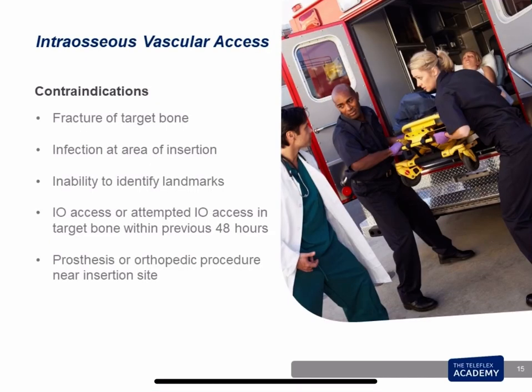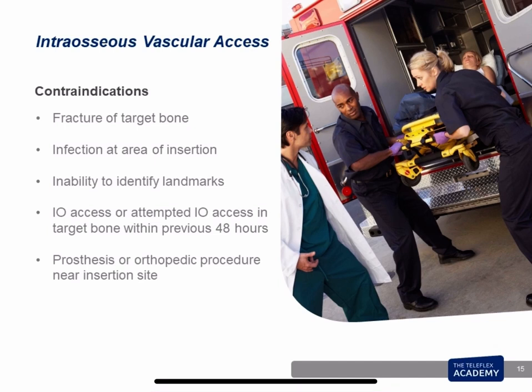So I've touched on indications for putting an IO in, but I think it's important to remember and review some of the contraindications to placing an IO device, regardless of which device you're using. Most of them are intuitive, but it's good to review these. One of them is a fracture of the target bone. So anytime you're placing an IO and there's a fracture anywhere along that bone, it's contraindicated because there will be extravasation of the fluid infused out of where the fracture fragment is.